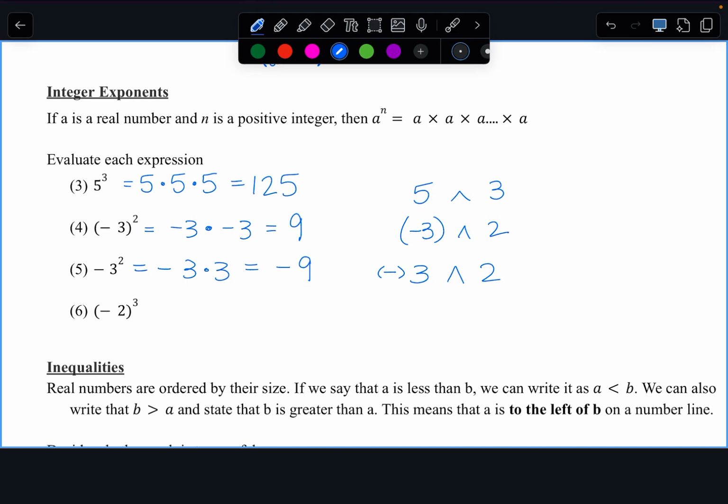So what does number 6 mean? Oh, wait. That's number 5, but yes. Number 6, what does that one mean? Yeah, -2 is the one being repeated.